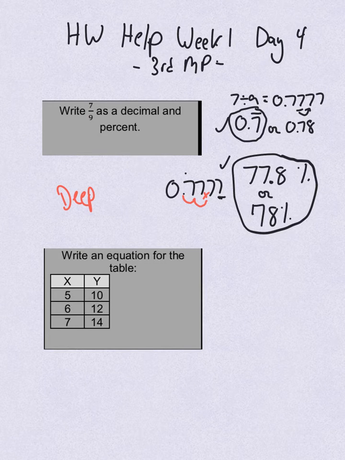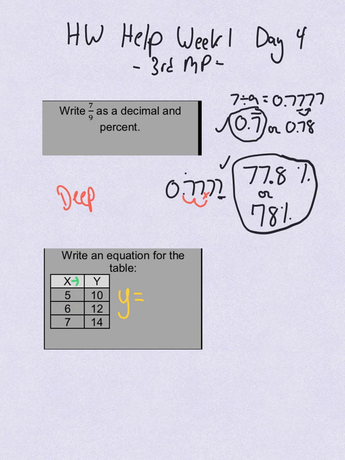So it says write an equation for a table. Remember what we've said all week: always start these equations with y equals. Now we want to figure out what's going on from x to the y. So first thing, let me check out, I know from 5 to 10, maybe it's just plus 5. 5 plus 5 is 10. Let's try 6 plus 5. 6 plus 5 is 11, not 12. So that can't be it.